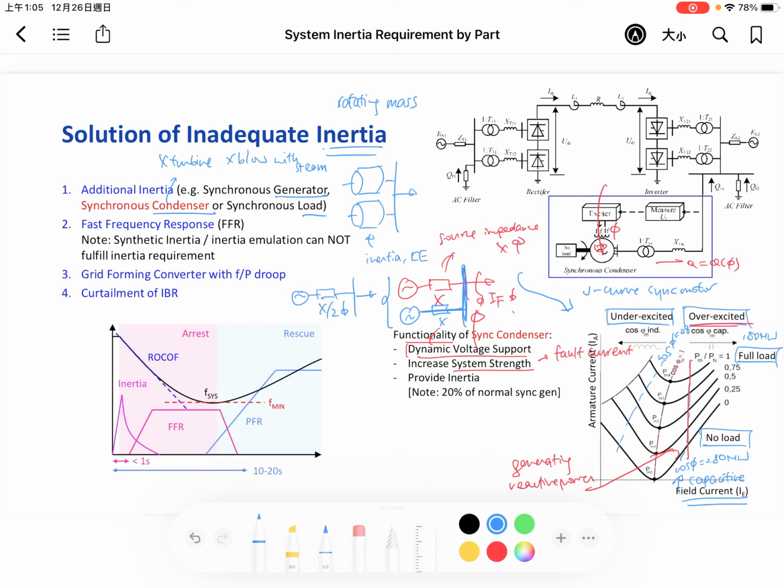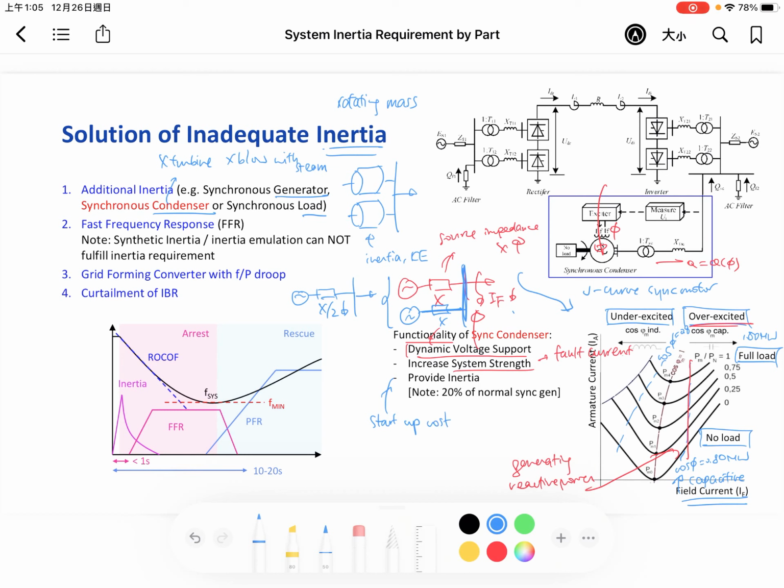In the past, the reason why we used this kind of synchronous condenser was that we tried to provide dynamic support to the grid. But now we try to include it because it can provide inertia. But it is noted that you need to start it up anyway, which means that you still need to pay startup costs.